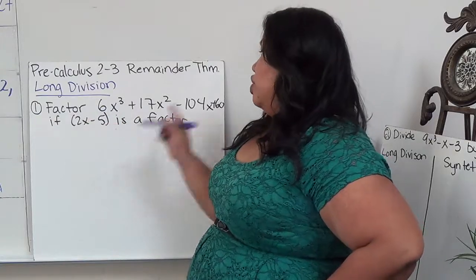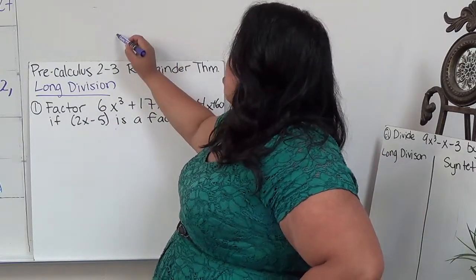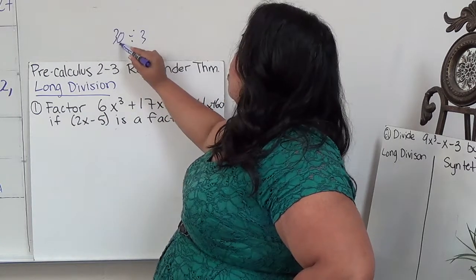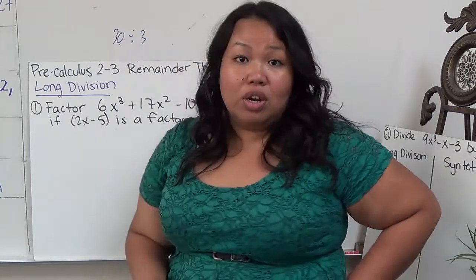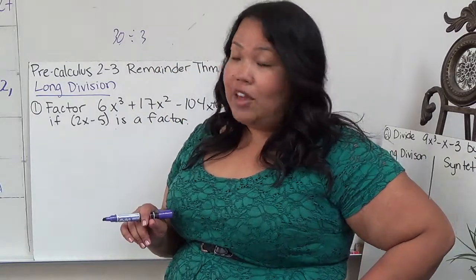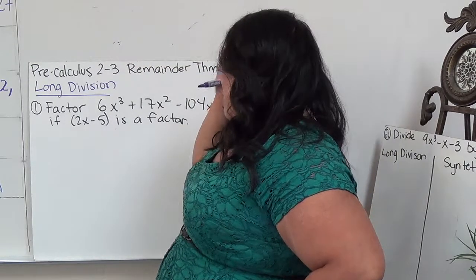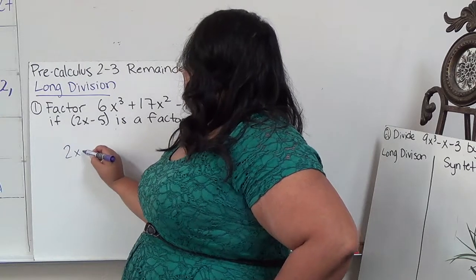If it is a factor, we have to check. Just like 30 divided by 3: 3 is a factor of 30 because when I divide it, I get a whole number. If I get a decimal or a remainder, then it's not a factor. That's what I have to check, because I have to divide this to see if I get a remainder. So we're going to use long division.